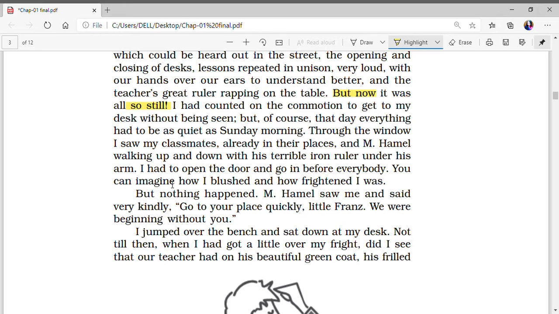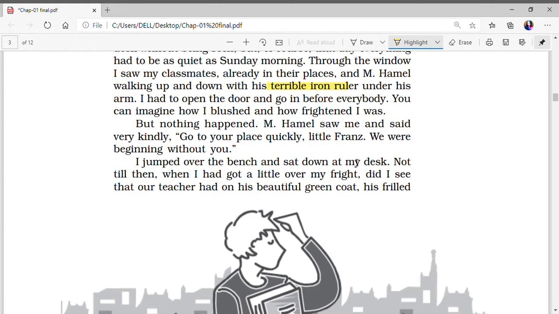And M. Hamel walking up and down with his terrible iron ruler. So how is his iron ruler? It's terrible, okay? So it must be so scary for Franz, that he is so afraid of that iron ruler. Maybe he is afraid of getting beaten. I had to open the door and go in before everybody. So now there is no option left for Franz, so he has to open the door and go inside. You can imagine how I blushed and how frightened I was.